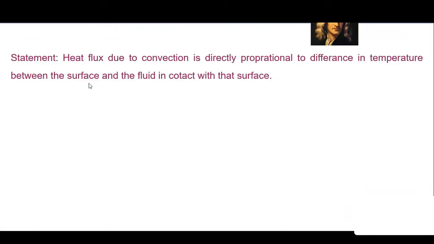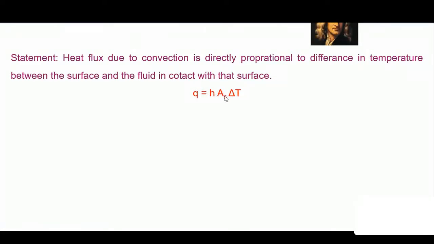Convection is governed by Newton's law of cooling. Newton's law of cooling states that heat flux due to convection is directly proportional to the temperature difference between the surface and the fluid in contact with the surface. So convection heat flux, that is the rate of heat transfer per unit surface area, is proportional to the temperature difference between the surface and the fluid. It is written in this fashion: Q = h × As × ΔT, where Q/As is the heat flux, which I have taken separately.